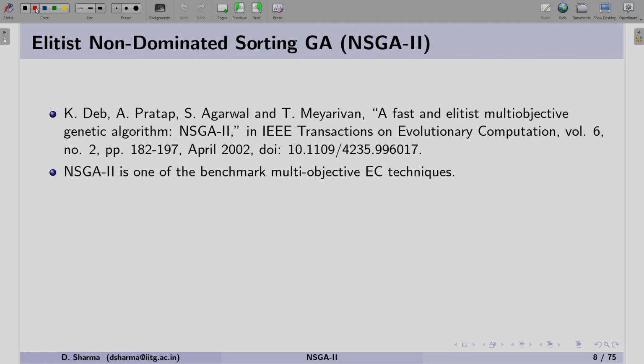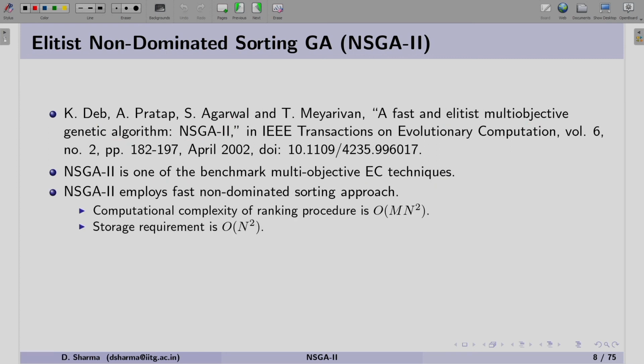This algorithm is developed by Professor Deb and his co-authors, and the algorithm was named as fast and elitist multi-objective genetic algorithm, which is NSGA2. So here 2 stands for the part 2. NSGA stands for non-dominated sorting genetic algorithm. This algorithm is one of the benchmark multi-objective EC techniques.